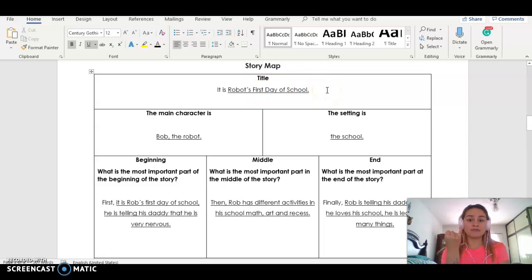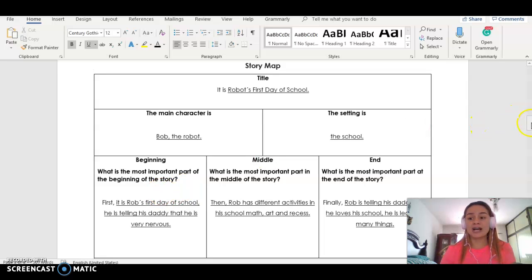If you have robot, first, and school, those are the most important words to use in the title. Then, the main character. We only have one main character. And maybe you can say Bob or you can say Robot. But if you say Bob the Rabbit, it's okay too. The setting is the school. That means that setting is the place. Okay, so now we have two synonyms. We can say place or we can say setting.